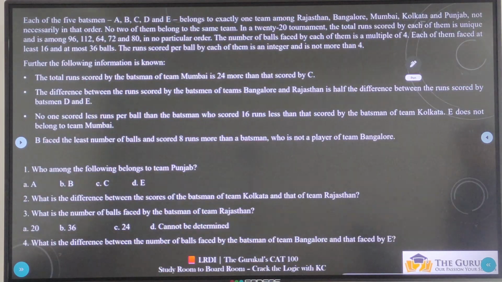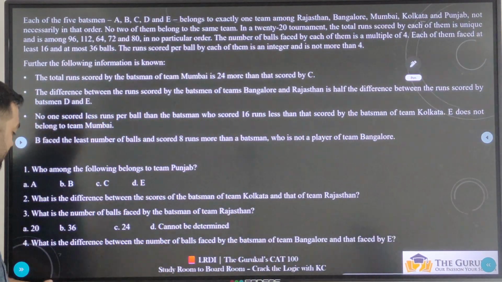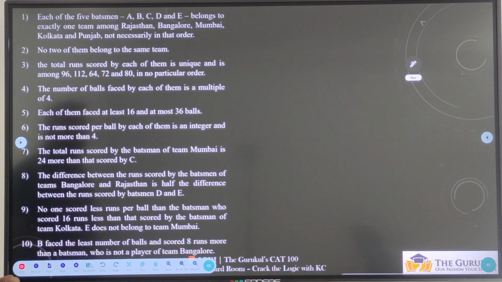Further 4 points are given, followed with 4 questions, 2 numericals and 2 option based questions. Let's try to see what is given and how to solve the problem. Let's break individually and look at the data first.